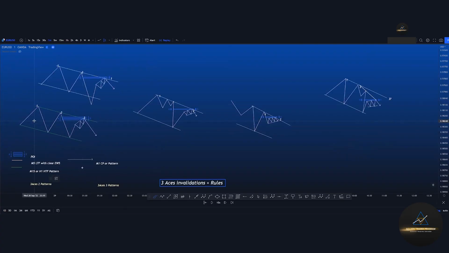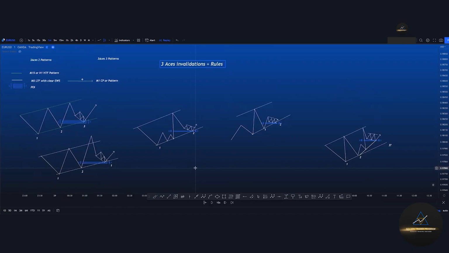So again, we're looking for a move from here, a move from here, and a move from here to complete your 1, 2, and the valid number 3. So it's the same thing, right? Same principles that I just mentioned, but on the flip side for your free aces. Okay, now let's look at some examples, right?